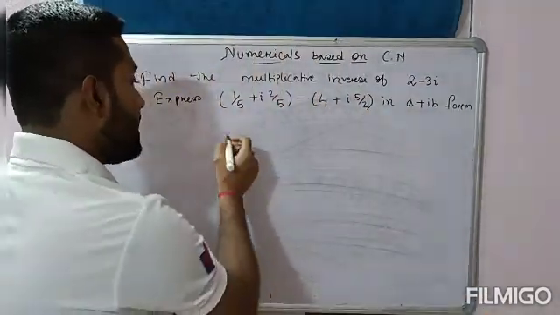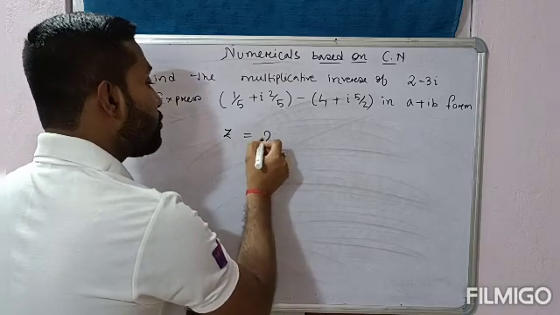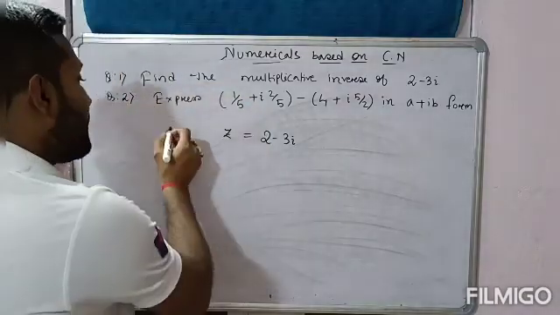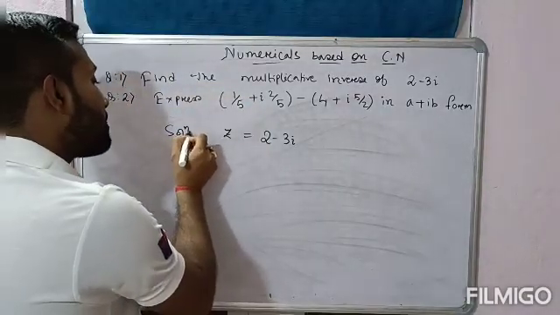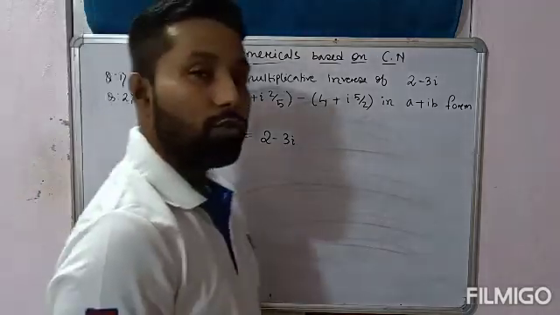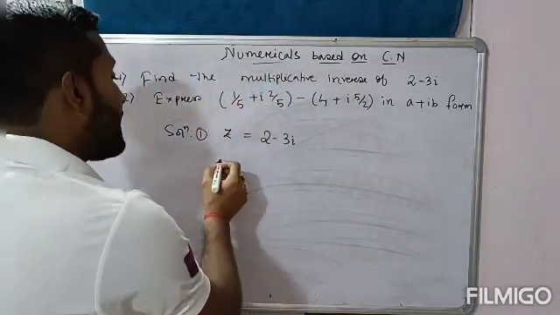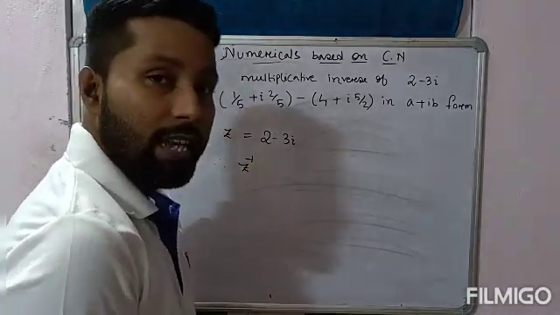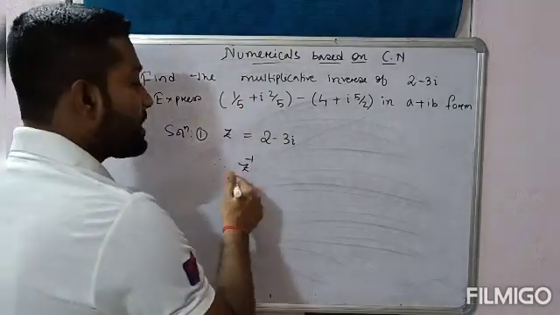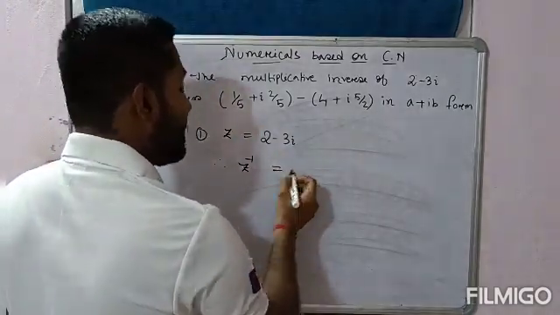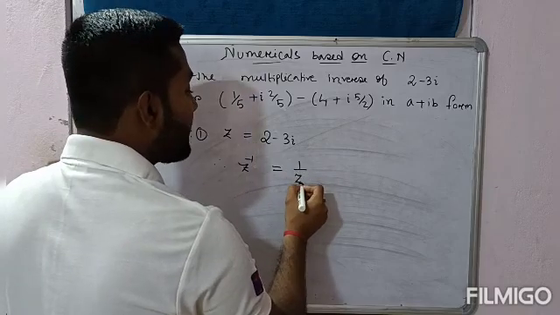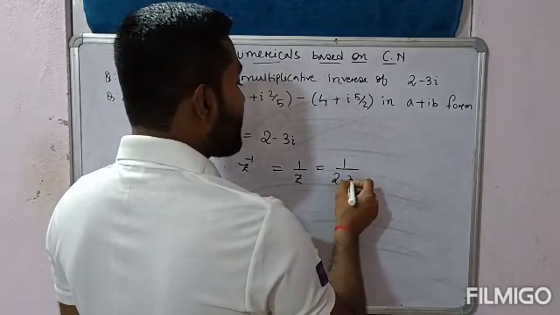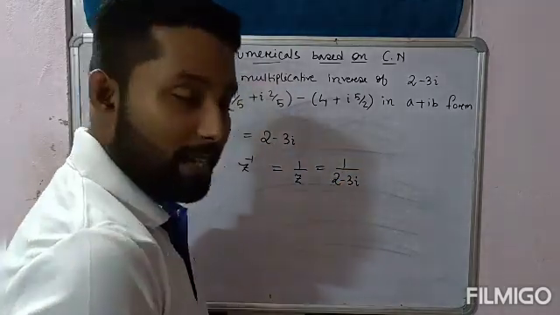What is that property? Let us consider z is equal to 2 minus 3i, because we all know that the complex number is denoted by z. This is solution number 1. Say z equal to 2 minus 3i. The multiplicative inverse of z is denoted by z to the power minus 1. Therefore, z to the power minus 1 can be written as 1 by z. This is equal to 1 by 2 minus 3i.